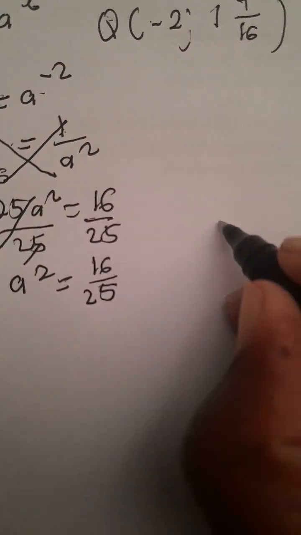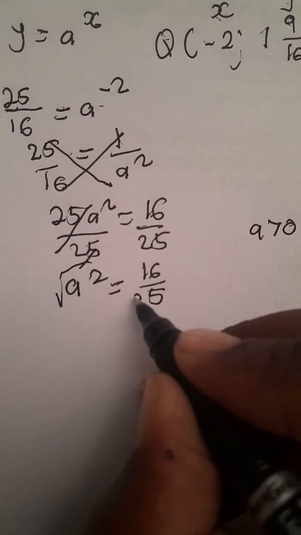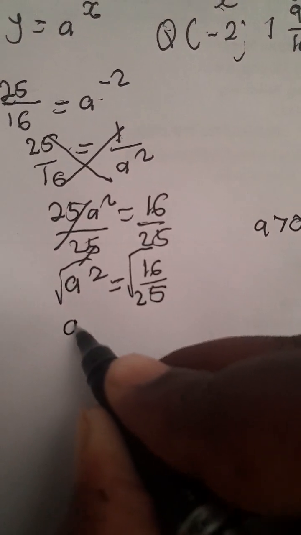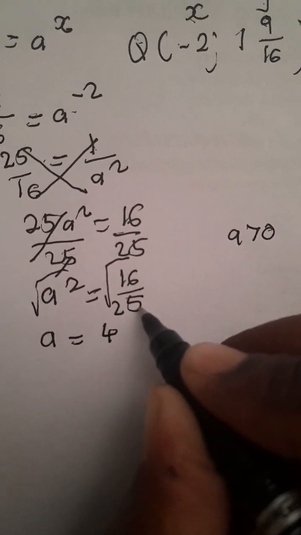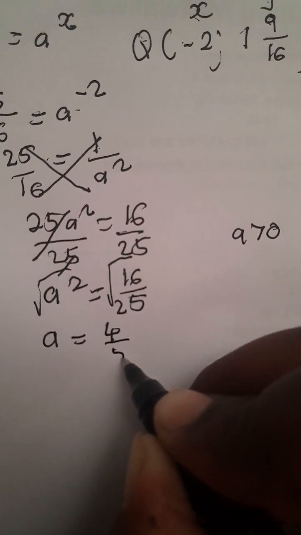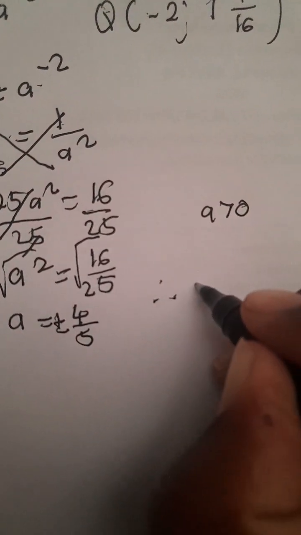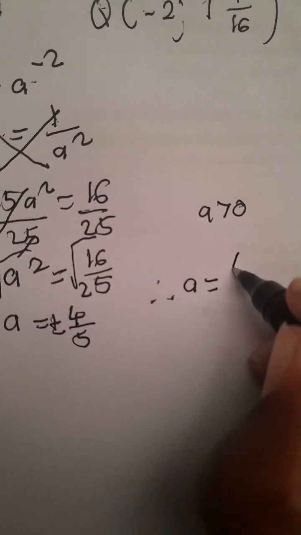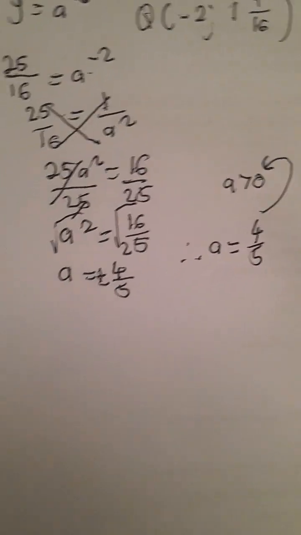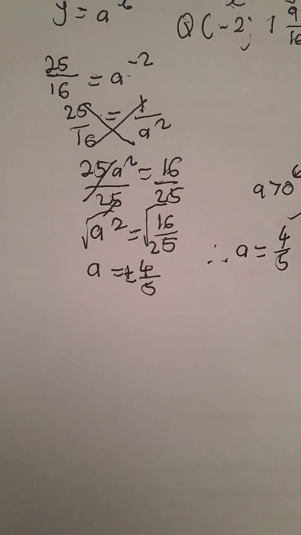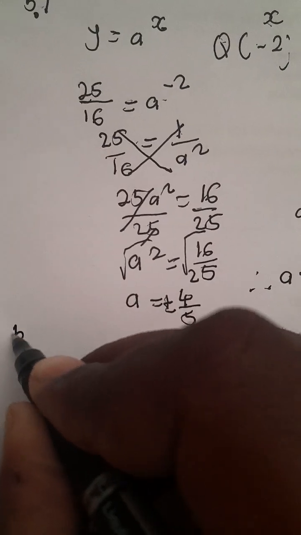The restriction said that a is greater than 0, meaning you're going to take the one that is positive. You root both sides because you're looking for a. Square root of a squared will be a. Square root of 16 will be 4. Square root of 25 will be 5. Remember, it's plus or minus 5. Therefore, we are going to take the one that is positive, which is 4 over 5, in respect to the restriction that we are told. That's 2 marks, guys. A lot of work, but 2 marks. They are stingy.